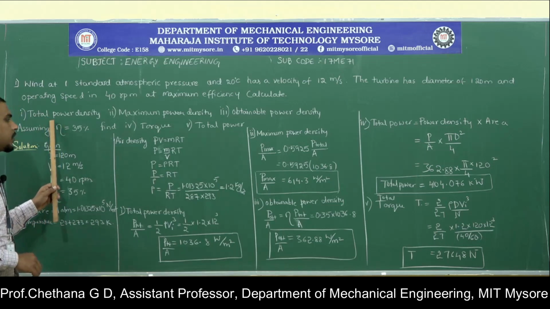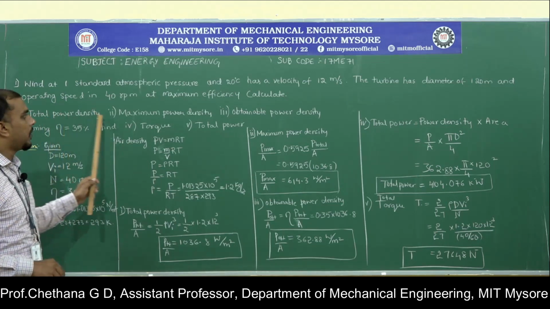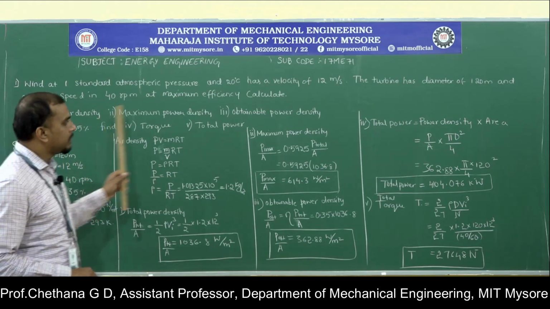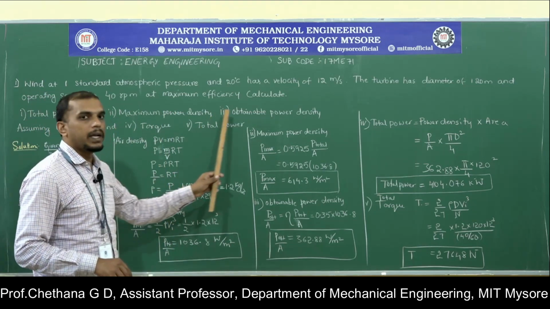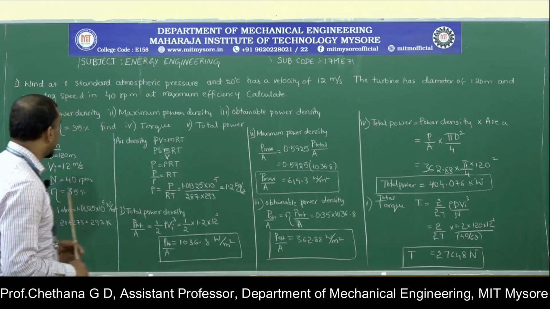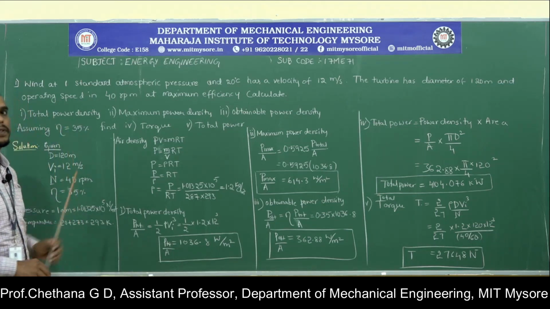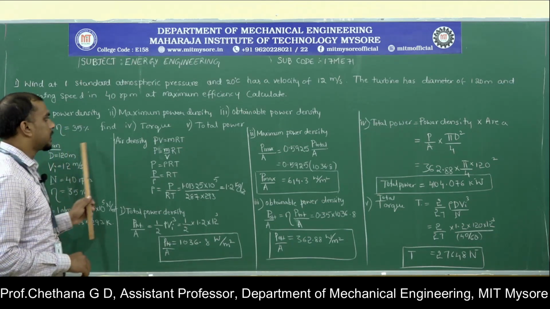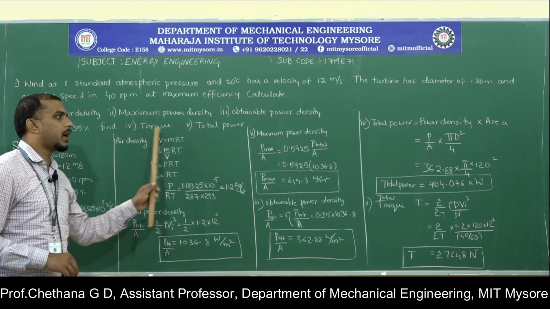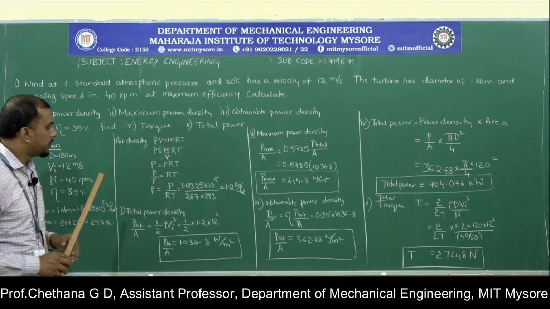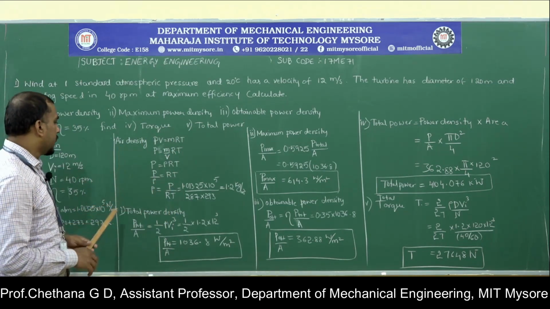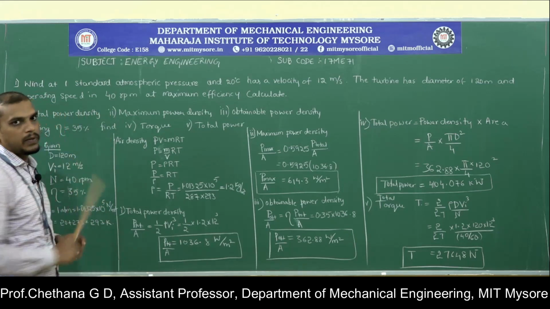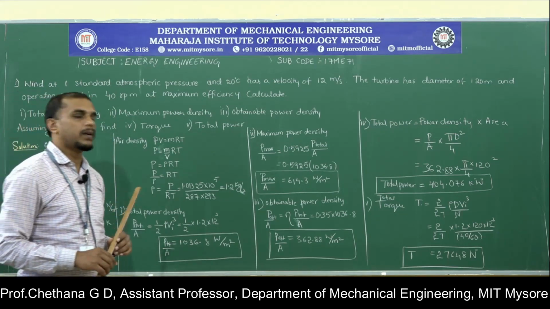Now he is asking you to calculate total power density, maximum power density, obtainable power density. Assuming an efficiency of 35%, you then go for finding out the torque and total power. In order to calculate total power density, we already know the power formula.